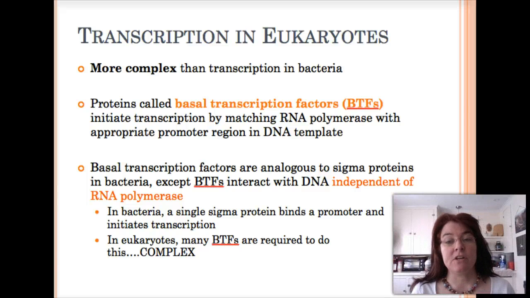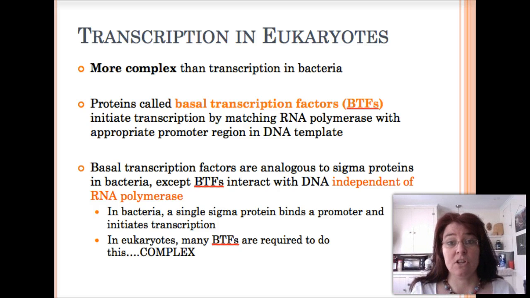We use bacteria as our model when we talk about transcription because transcription in bacteria is somewhat simpler than transcription in eukaryotes. There are a lot of things that overlap, but in general, physiological processes in bacteria are simpler than the same processes in eukaryotes because bacteria are more simple organisms. So what I'd like to do now is move on to talk about some of the major differences between transcription in eukaryotes and transcription in bacteria.